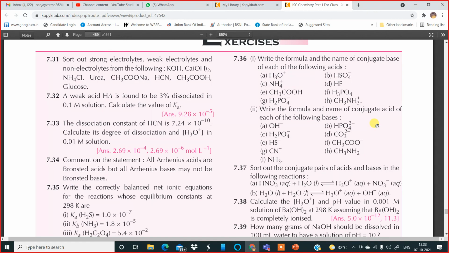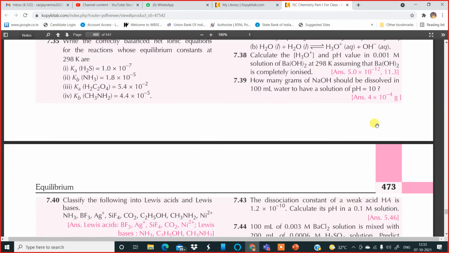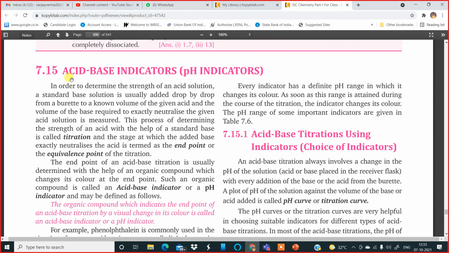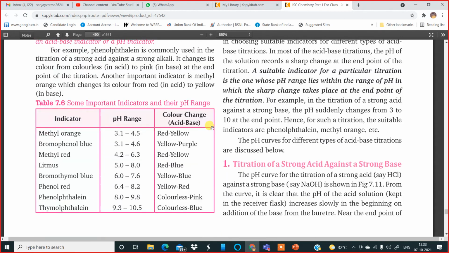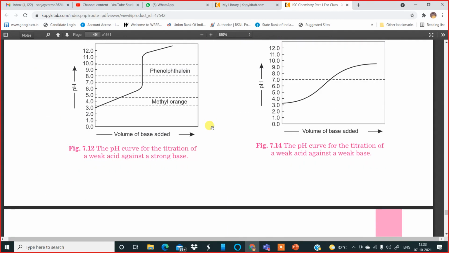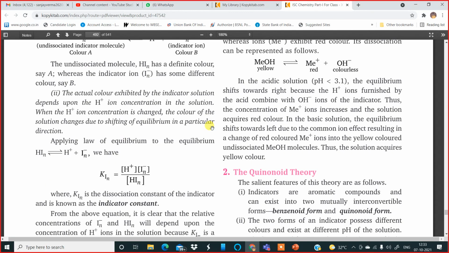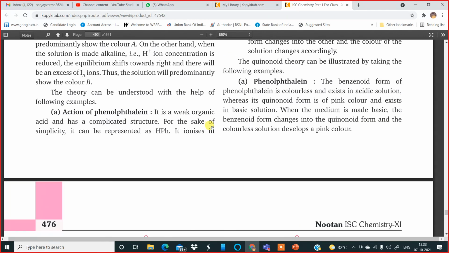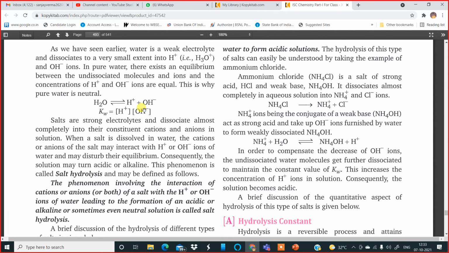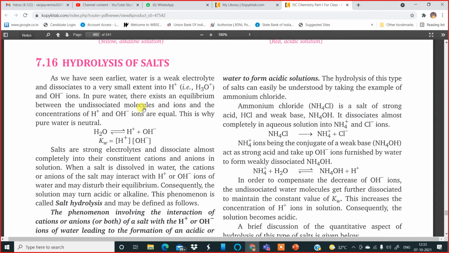Okay. So now after this, the next thing that we'll discuss in this chapter would be acid base indicators, but this is not in the syllabus, so we will not discuss it at all. The next thing which is left for all of us in this chapter is hydrolysis of salts.